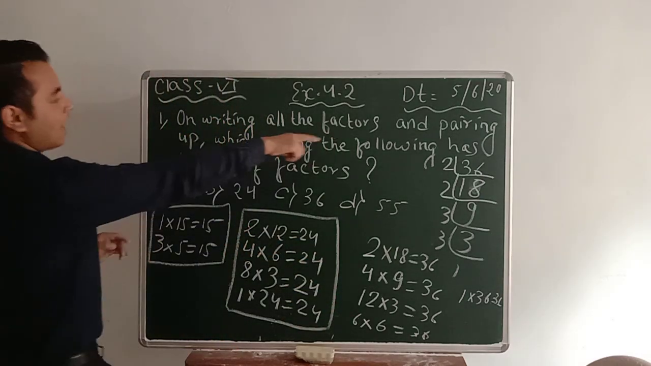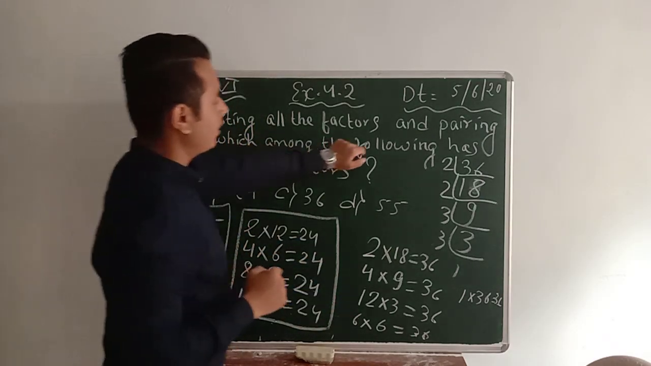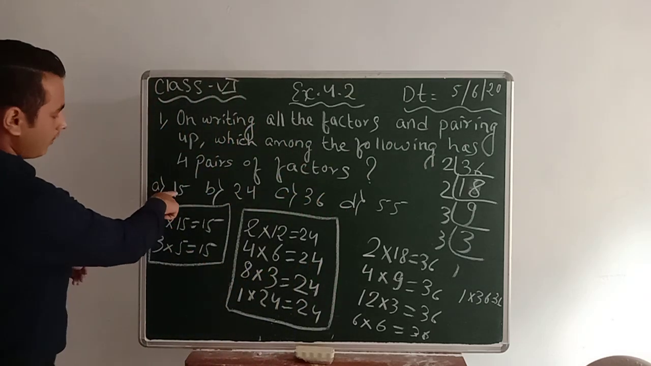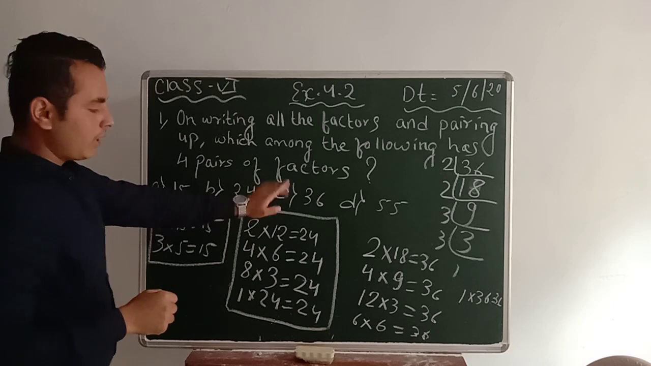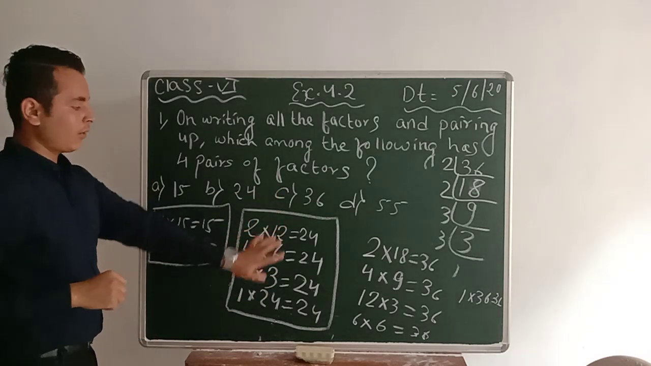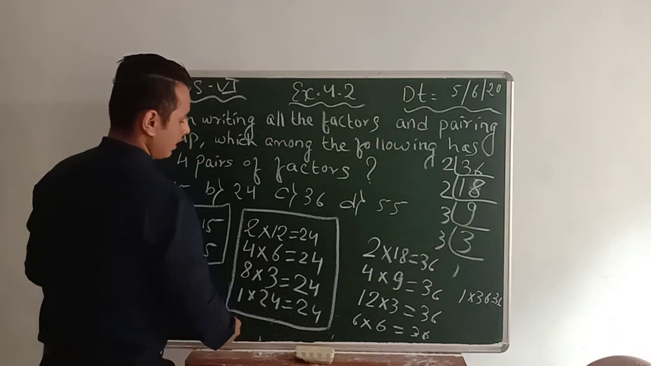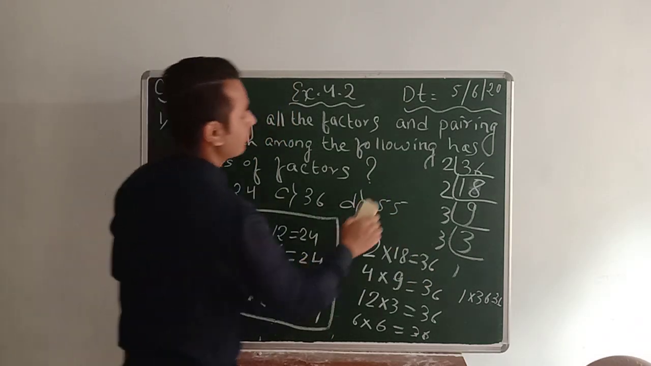The question asked is which among the following has 4 pairs of factors. 15 has only 2 pairs. 24 has 4 pairs. We have already got the answer. 24 has the 4 pairs. 36 has 5 pairs. Now similarly for 55.